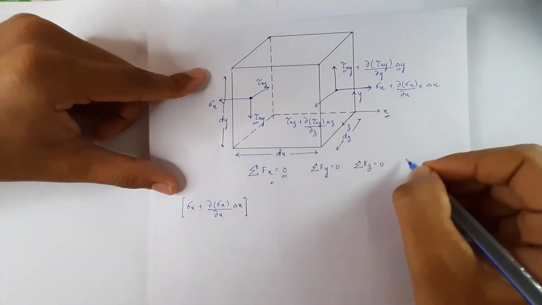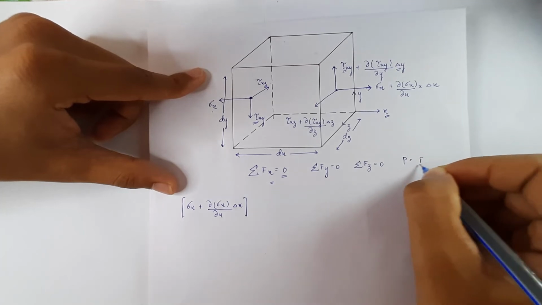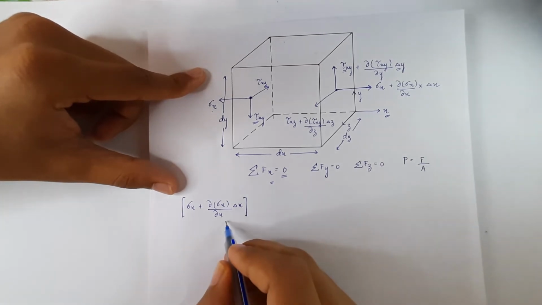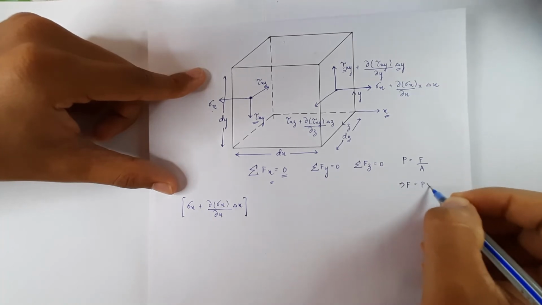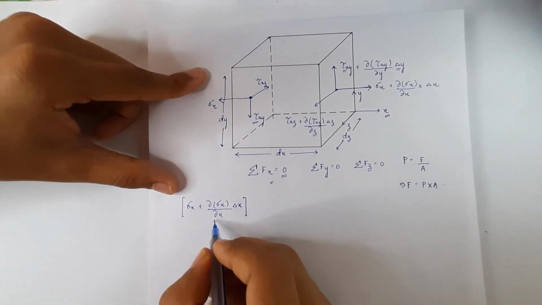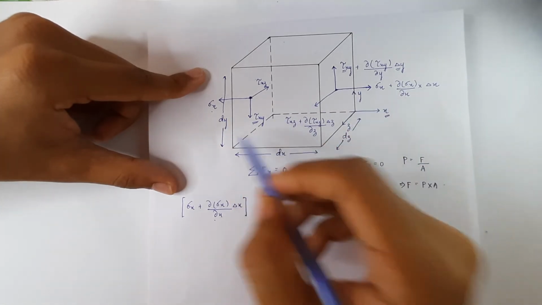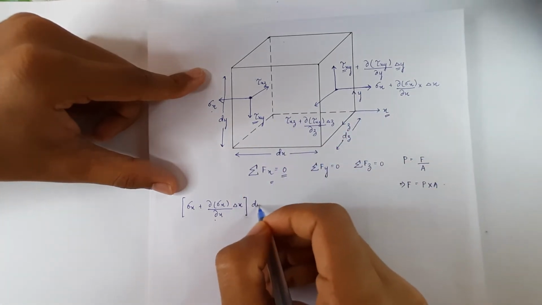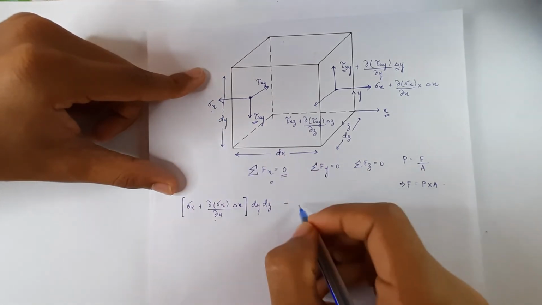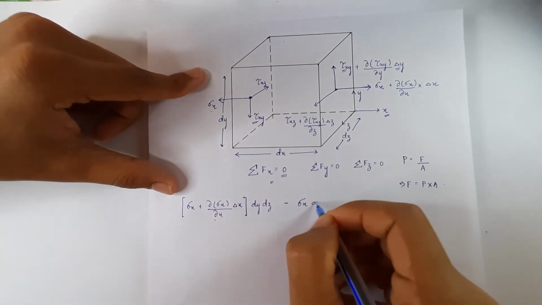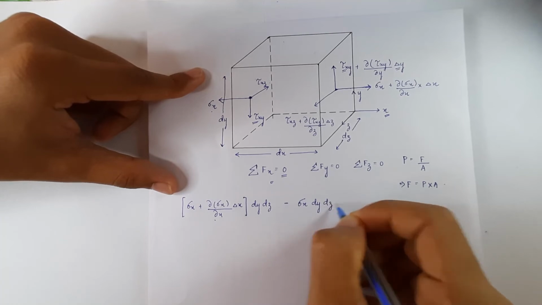So this force can be written as, as we know, pressure is equal to force per unit area. As these are the pressures which are acting here, we can write the force to be pressure times area. So this is the pressure and the area will be dy times dz, minus this del x. So del x, and here the area is also dy times dz.